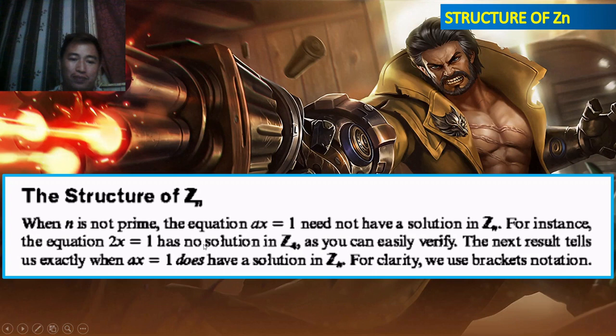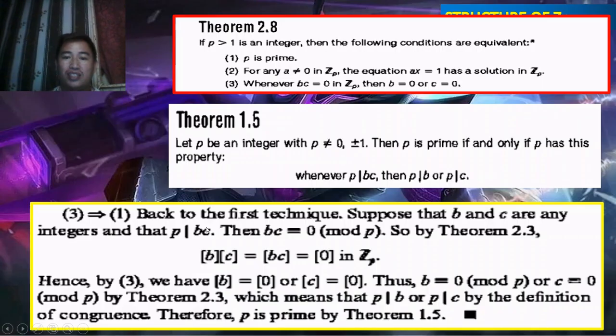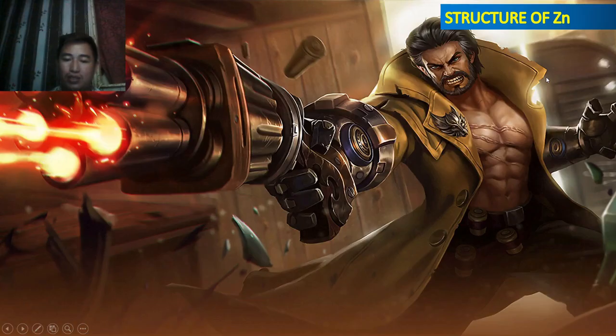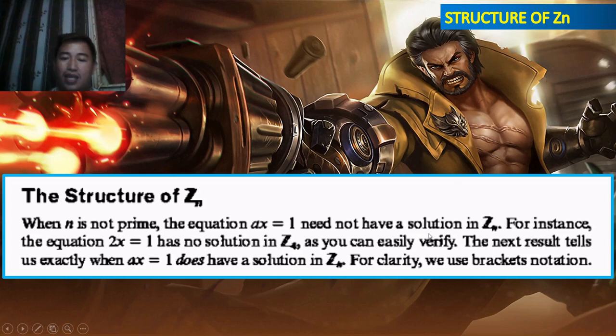So, when n is not prime, the equation ax equals 1 need not have a solution in Zn. Earlier, when n is prime, in Zp, since p is prime, the equation has a solution. But in Zn, the class need not have a solution in Zn.